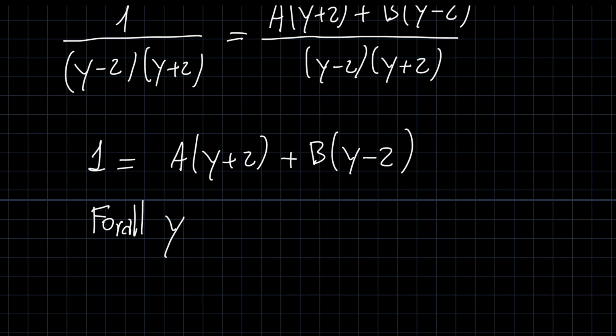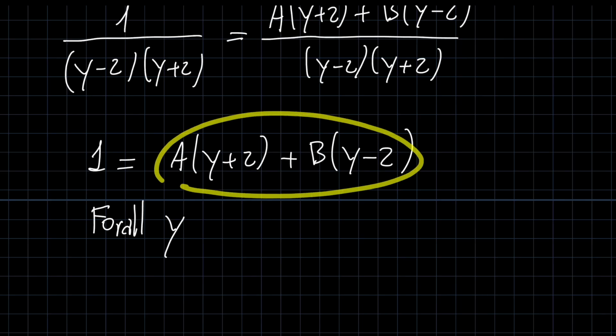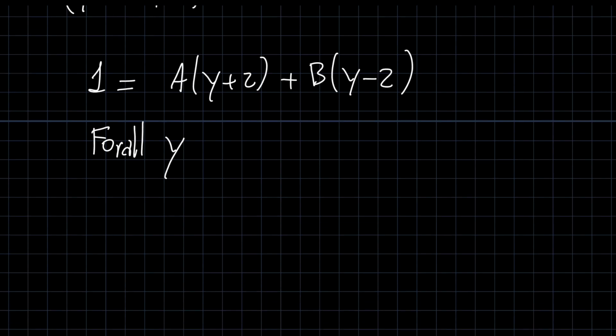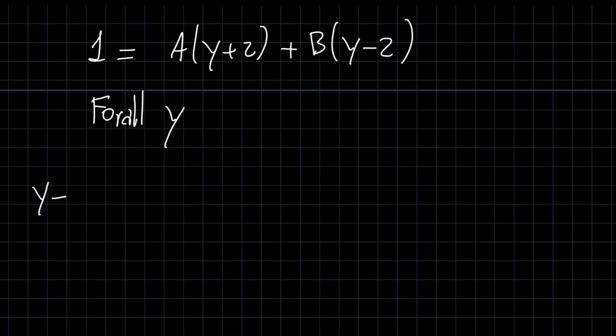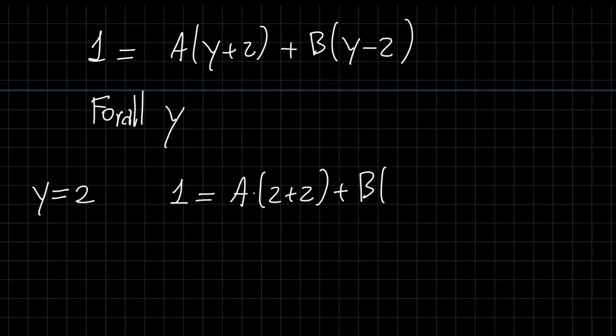For instance, a particularly simple value to evaluate the right-hand side expression is when y is exactly equal to 2. Why is that? Because now this coefficient becomes exactly 0. So it disappears, and I will get an expression involving only a. Let's go through this calculation more explicitly. So we set y equal to 2. Then we get that 1 has to be equal to a times (2 plus 2) plus b times (2 minus 2). But this is 0.